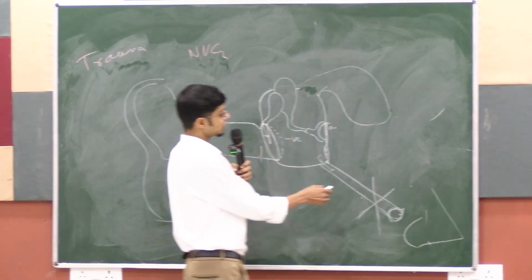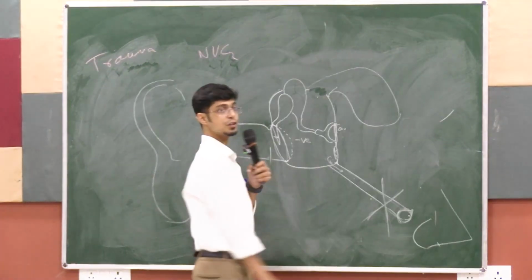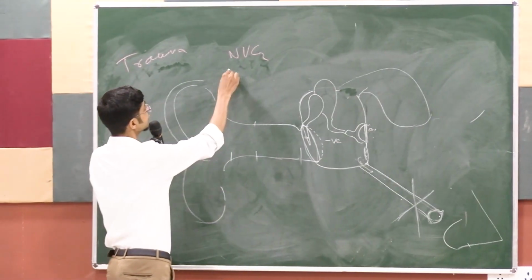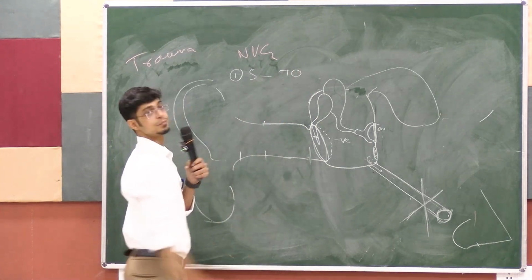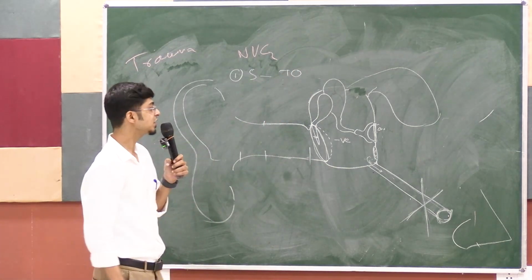So a gram-positive infection causing blockage of the tube. So the first stage that comes is the stage of tubal occlusion. Okay, so what happens in the stage of tubal occlusion?